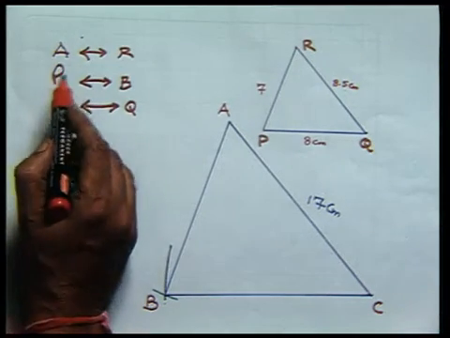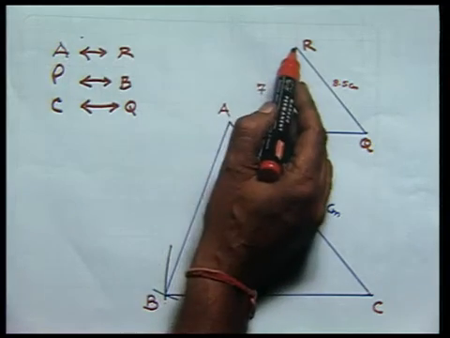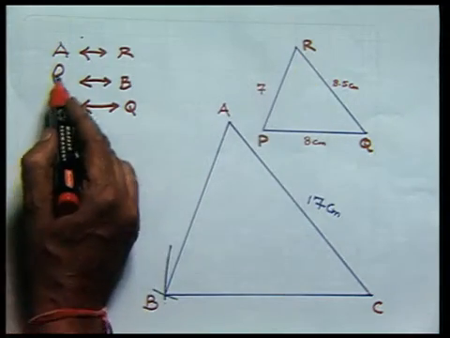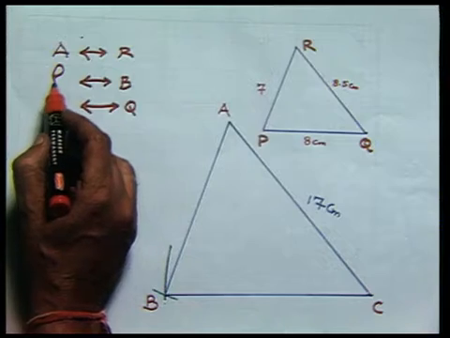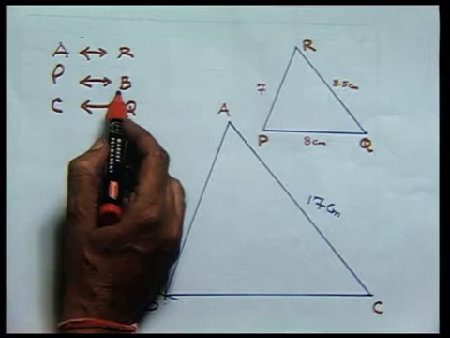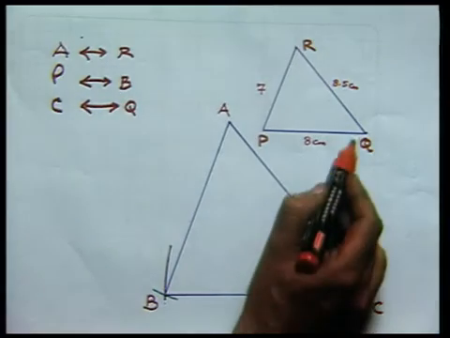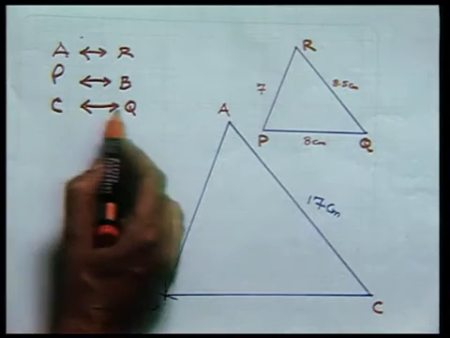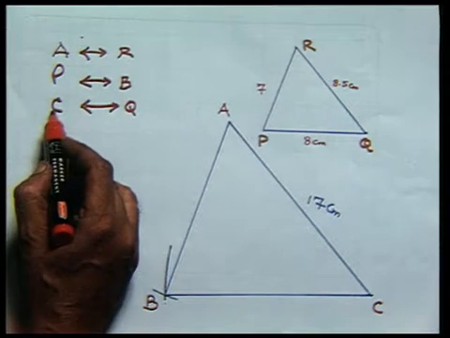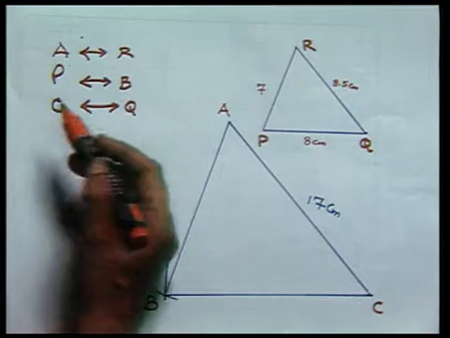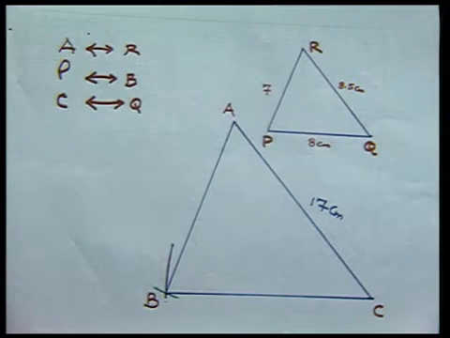Now here once again see this, point A corresponds to R, point B corresponds to P and P corresponds to B, and the point C corresponds to Q and Q corresponds to C. Now let us see the other condition of similarity, that is whether the angles are equal or not. So I will measure the angles of the given triangle, that is the triangle PQR.